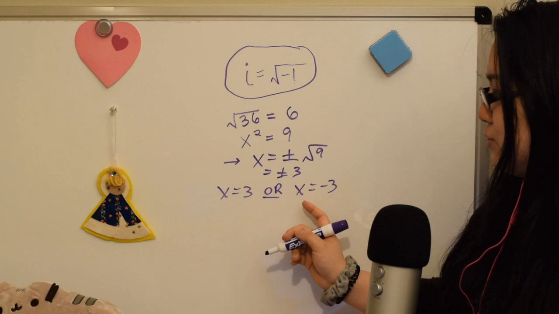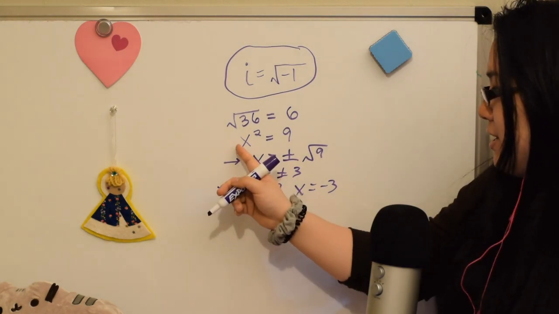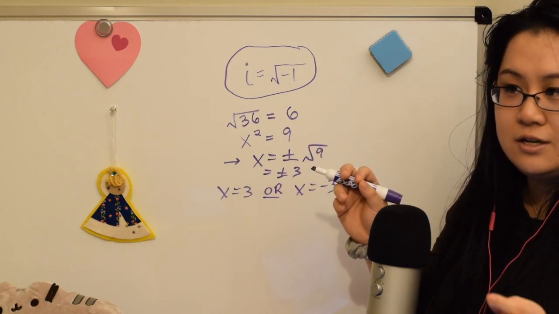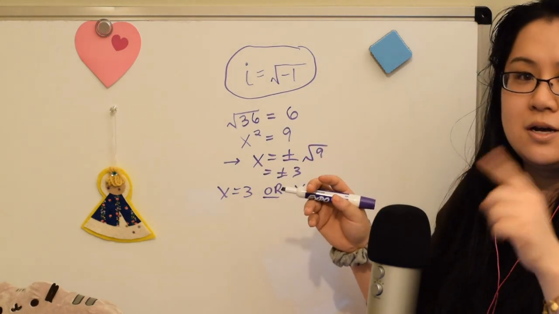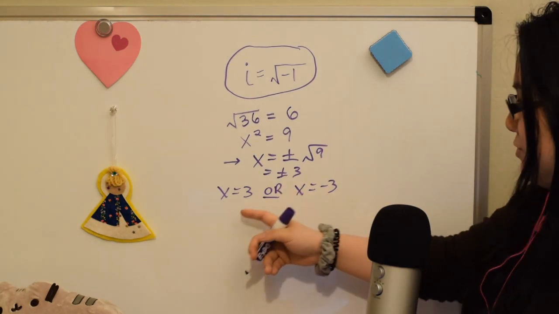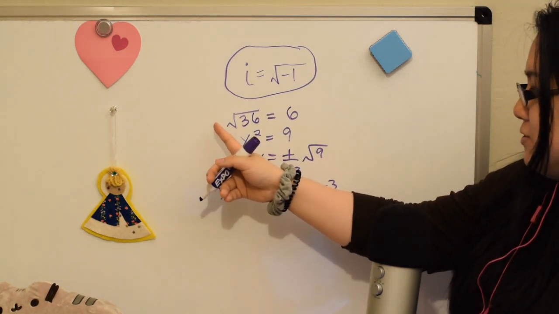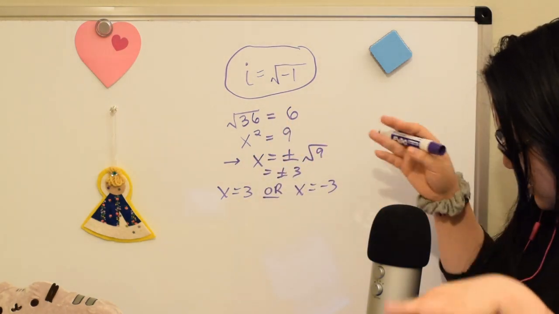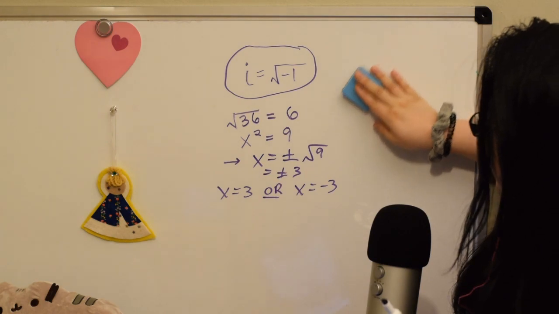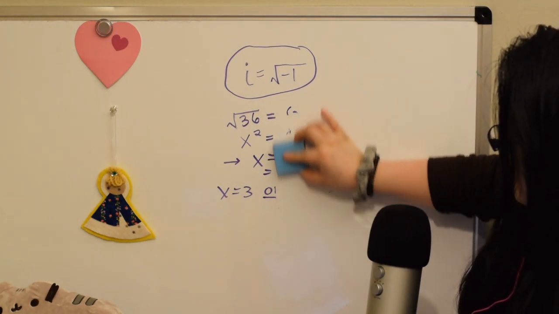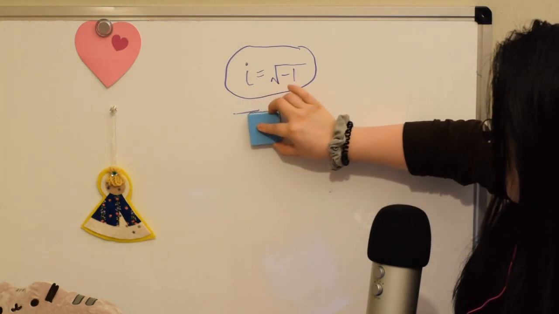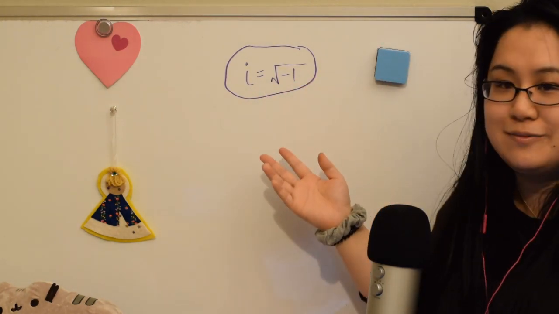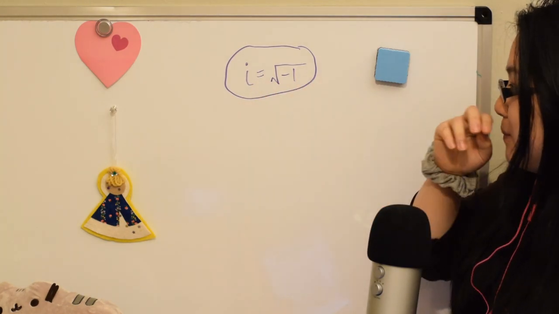So we have two solutions, because if you think about it, negative 3 in parentheses squared is negative 3 times negative 3, which is positive 9. Whereas if I just directly wrote the square root of 36, that's just 6. Okay. Anyways, that's off on a tangent. But when we want to solve what squared equals a negative number, we can start using i.